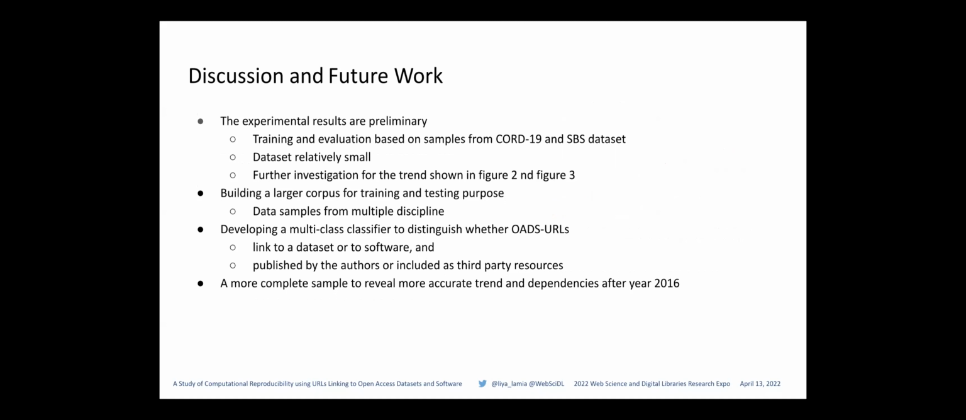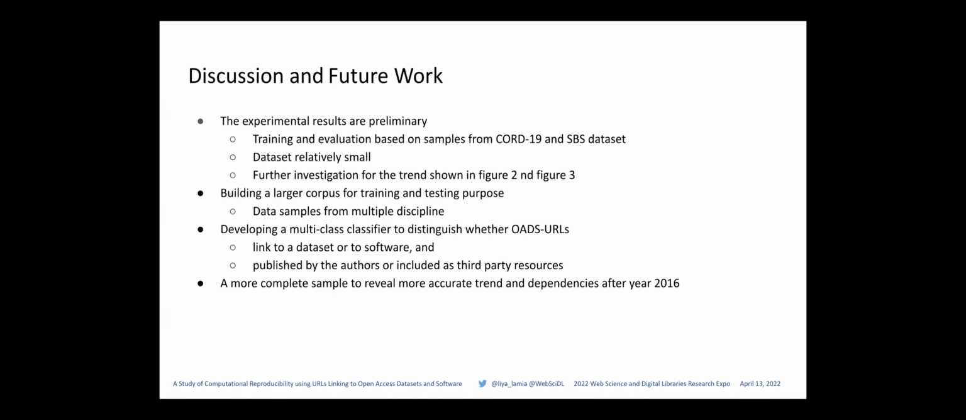The experimental results of our work are preliminary because we have worked with a relatively small dataset for the training and testing purpose, and the samples were drawn from the COVID-19 and SBS dataset. Further investigation for the trend shown in figures 2 and 3 is needed. Currently we are working on building a larger corpus for training and testing, and for that we are gathering data samples from multiple disciplines, unlike our recent work, which was drawn from only COVID-19 data and the SBS dataset.